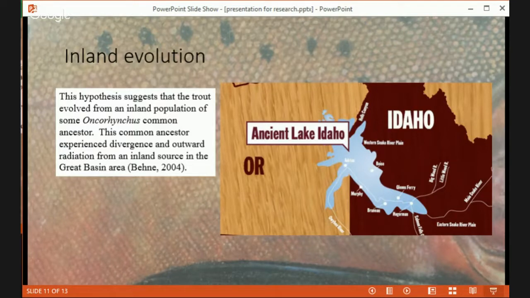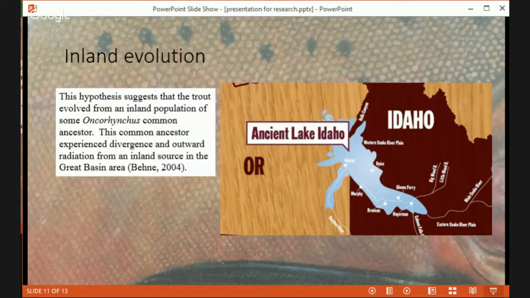So another hypothesis is that this evolution of the cutthroat trout occurred in an inland body of water, and this isn't supported by as much fossil evidence, but the same mechanisms of divergence through isolation as they migrated up different drainages can still be applied. The idea is that Lake Idaho, which existed from about 16 million years ago to about 1 million years ago, was home to a common ancestor, and the divergence occurred, and now we have the cutthroat trout species that we have today. And again, this hypothesis isn't as widely accepted.